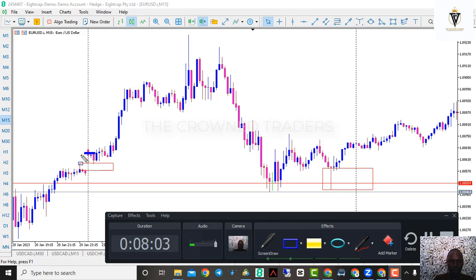Yes, it also filled up this point, and this is our gap. Beautiful. So our entry is here. We're taking our 20 pips up above. 20 pips up above. That's what we're taking.